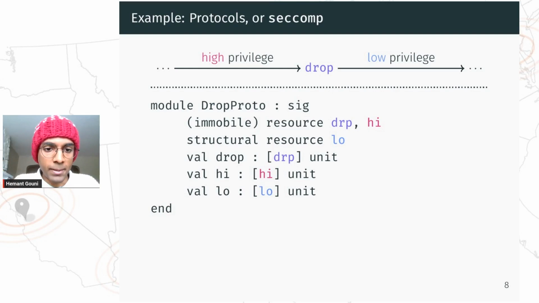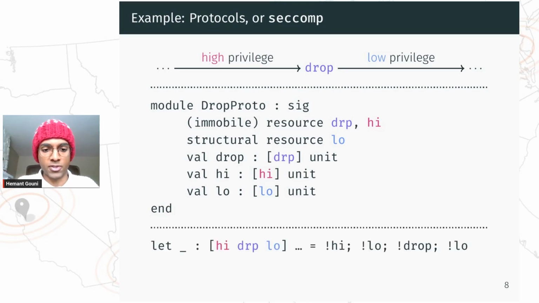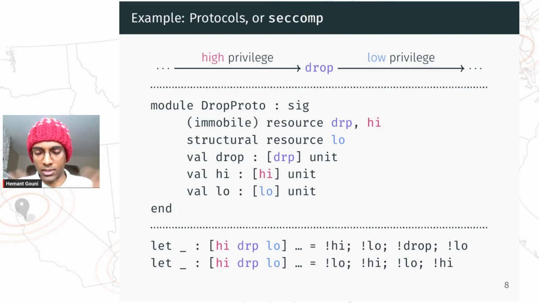And we declare actual operations corresponding to each of these resources. So we have a drop operation, a high operation, a low operation. And the way to use this is in the type, you go in and say, well, the high resource has to occur before the drop resource, which is significant because they're both immobile. And then we've got a low resource sitting in there. So for instance, you can do high, low, drop, low. That's totally fine. You can also do low, high, and just never call drop.